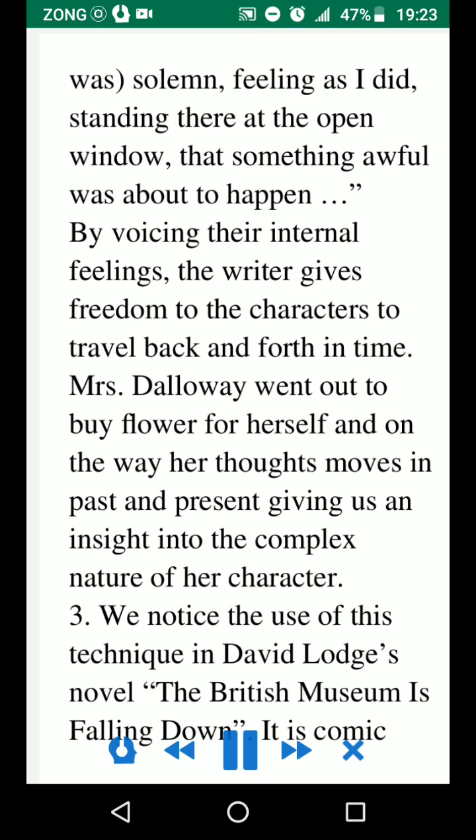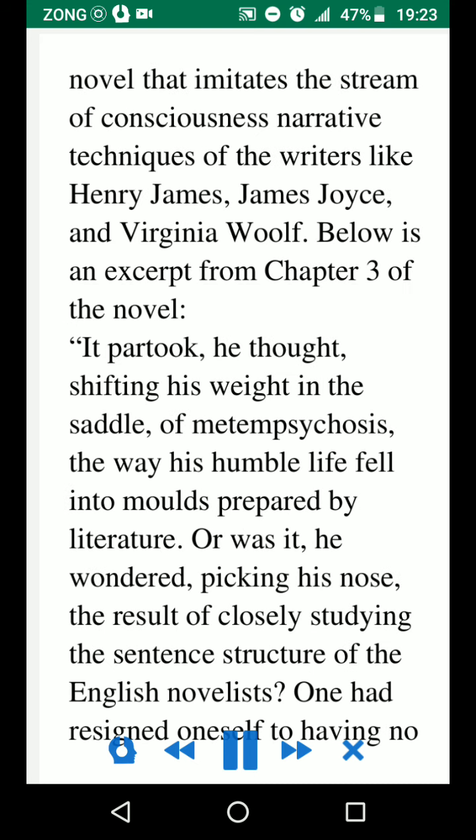It is a comic novel that imitates the stream of consciousness narrative techniques of writers like Henry James, James Joyce, and Virginia Woolf. Below is an excerpt from Chapter 3 of the novel.